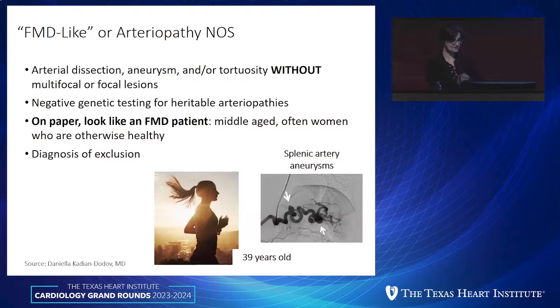So this third sister is very interesting, and I'm seeing a lot more of this. These are the patients that I call FMD-like, or arteriopathy NOS. Basically, on paper, they look like an FMD patient. They're usually women, otherwise healthy, no cardiovascular risk factors, but they have arterial dissection, aneurysm, and/or tortuosity without the multifocal or focal FMD. You have to have negative genetic testing to say for sure that you're FMD-like. Make sure you don't have some other heritable arteriopathy. So it's a diagnosis of exclusion, but it's important to keep in mind when you're seeing these patients.